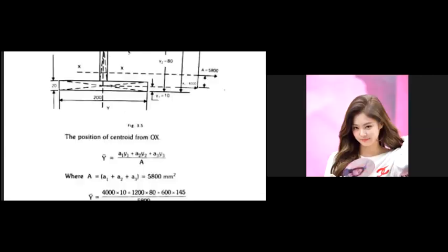So after finding Y1, Y2, Y3, substitute the values in the standard formula, that is Y bar is equal to A1 Y1 plus A2 Y2 plus A3 Y3 by capital A, where capital A equals A1 plus A2 plus A3. So substitute the values and find Y bar, that is 38.48 mm. So the centroid of the I section lies at a distance of 38.49 mm from the x-axis.